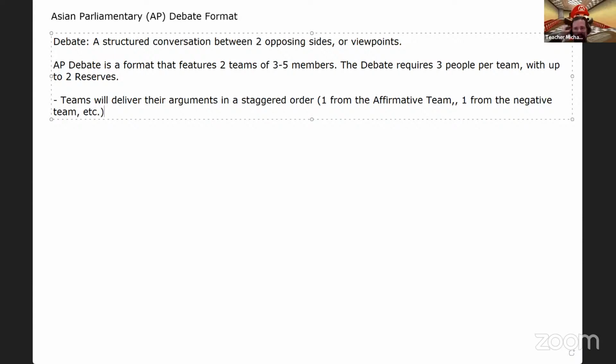Okay, so the first thing is that the teams will deliver their arguments in a staggered order. So it's not just all of one team and then all of the other team. They go one member from the first team, one member from the second team, one member from the first team, one member from the second team. And this gives you the chance to create lots of what we like to call clashes in a debate. And this is basically the teams break their arguments down into digestible chunks, and that gives the other team a chance to come back with rebuttals, come up with counter arguments, and try and discredit and disprove the other team.